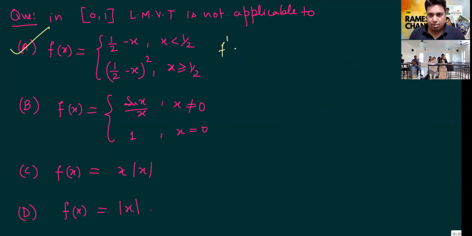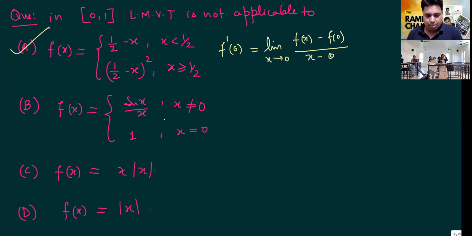Now you need to find f dash 0. f dash 0 becomes equal to limit x tending to 0, f of x minus f of 0 upon x minus 0. This is first principle. It is continuous in this interval, so we need to check only differentiability. So limit x tending to 0, f of x is sin x upon x, minus f of 0, and you can see this is 1 upon x.